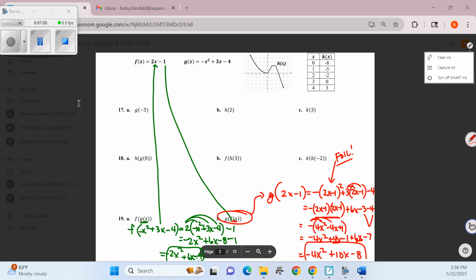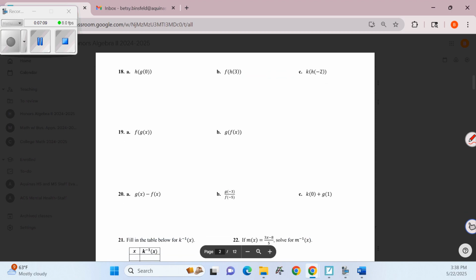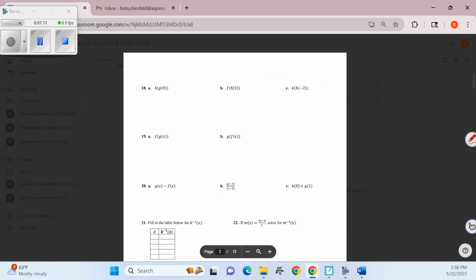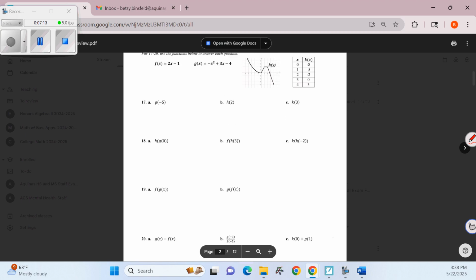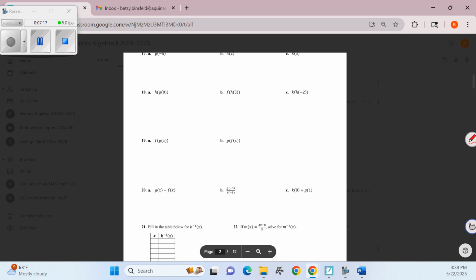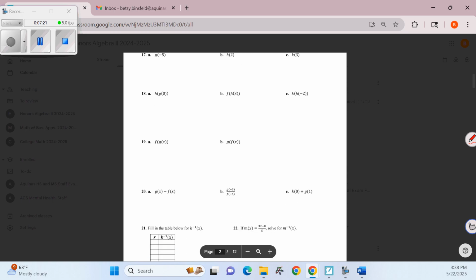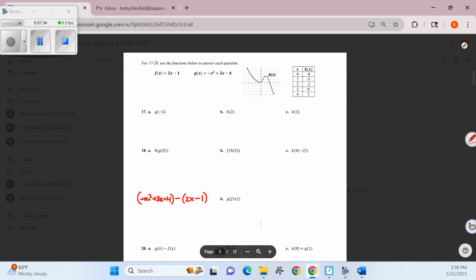Okay, let's keep working our way down. So g of x minus f of x, I'm going to zoom out again just so I can see the functions better. We just have to make sure that we go in the order of the function. So negative x squared plus 3x minus 4. This is our g of x function. And we want to subtract all of our f of x function, which is this 2x minus 1 if I confirm.